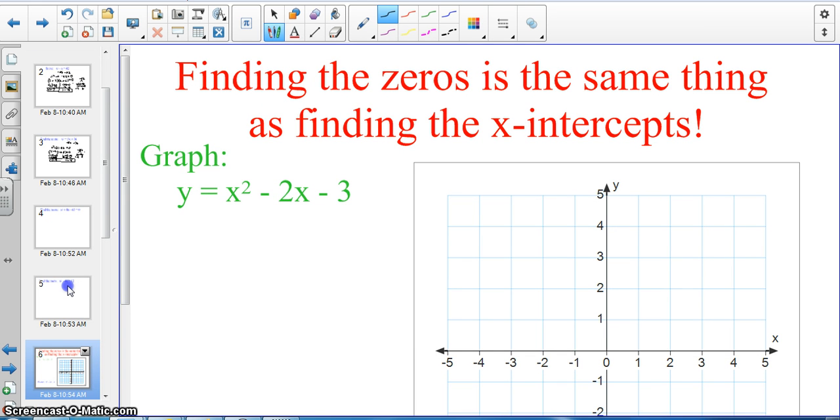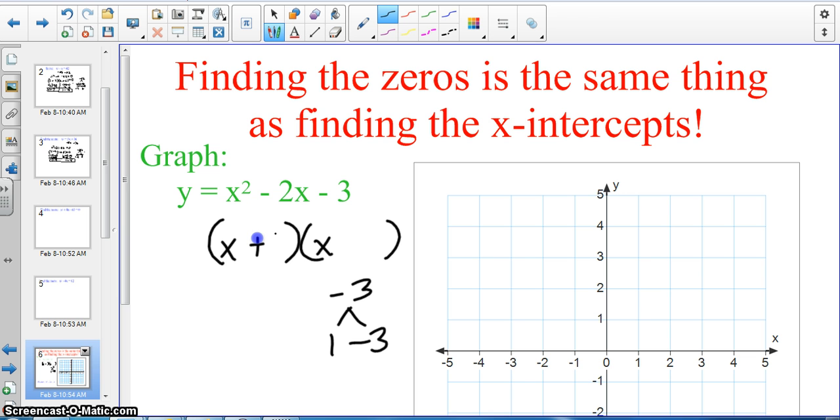Another way we describe solving quadratics is finding the zeros. Finding the zeros of a quadratic is the same thing as finding the x-intercepts. So think about when we were graphing quadratics. Right now this is in standard form. If we want to factor it, we'll put it in intercept form. So if I factor it, x and x, two numbers that multiply to negative 3 and add to negative 2, well, the only numbers that multiply to 3 are 1 and 3. The 3 is going to be negative. So there's my two factors.